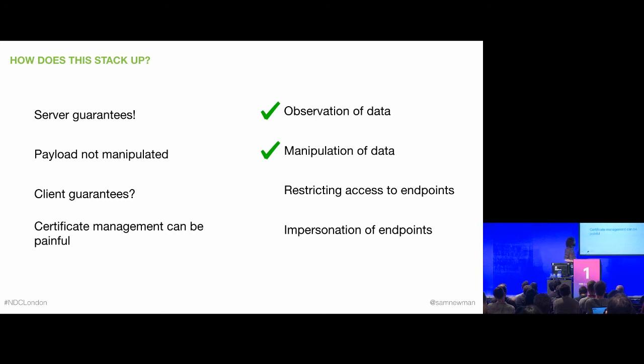So this stacks up fairly well, even at the simple level, right? It stops data being manipulated. It stops data being observed. It doesn't by itself do anything about restricting access to endpoints, which you've got to sort. And it does stop impersonation of endpoints, assuming you validate your certificates. I shouldn't have to say it, but it's still amazing to me how many of my corporate clients just turn that off because it's faster. It's definitely not safer, is it? It's even worse because you think you're protected and you're not.